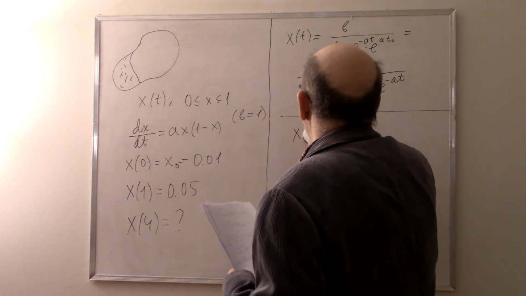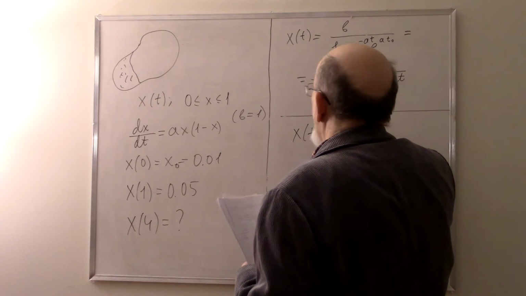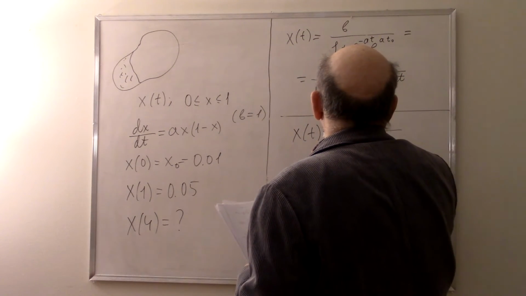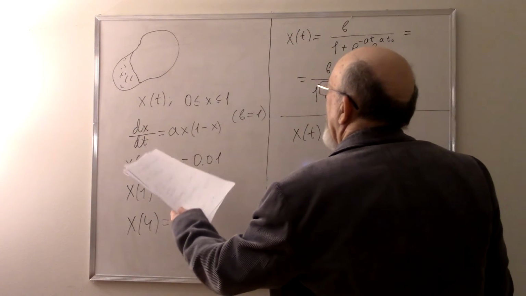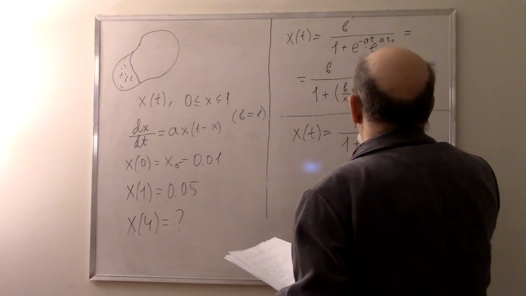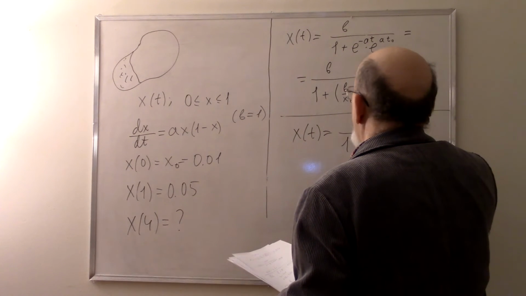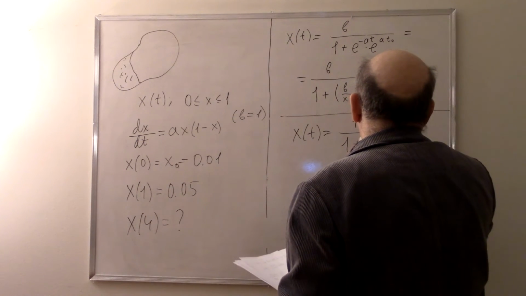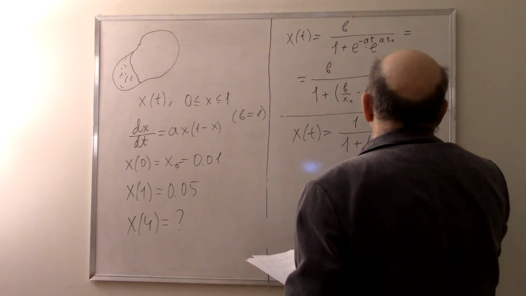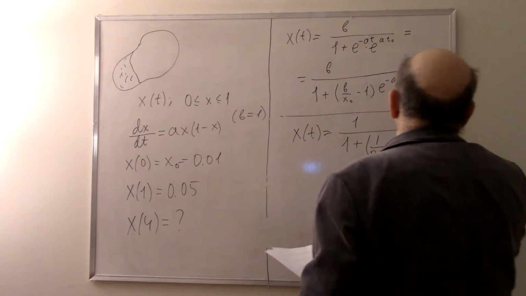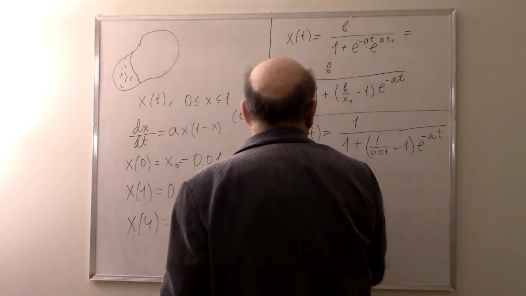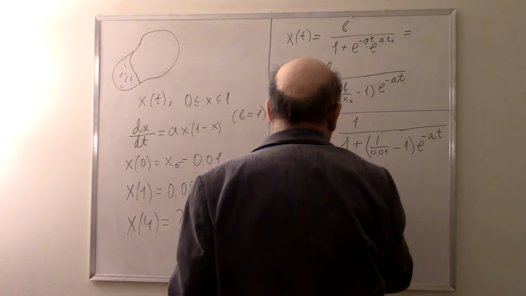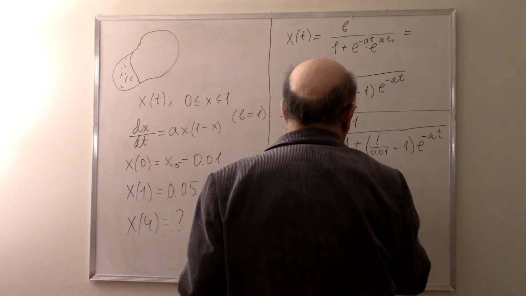So x of t equals b, b is 1, divided by 1 plus b over x0, x0 is 0.01. It is 1 over 0.01, it is 100. Okay, 1 divided by 1 plus (100 minus 1) e to the minus at, equals 1 divided by 1 plus 99 e to the minus at.